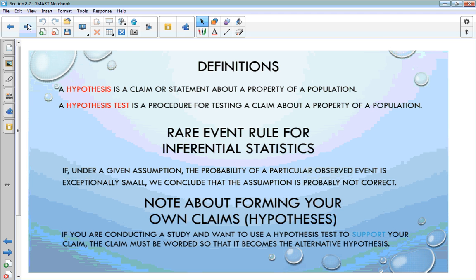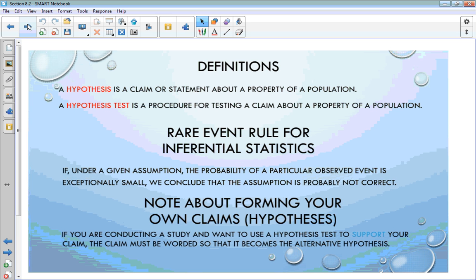So a hypothesis is a claim or statement about a property of a population, and we can do that using a proportion, which, of course, we know is a percent. We could do that about a mean, or we could also do that about a standard deviation. Then once we make that hypothesis, we would perform a hypothesis test, and that is a procedure for testing the claim about that particular population.